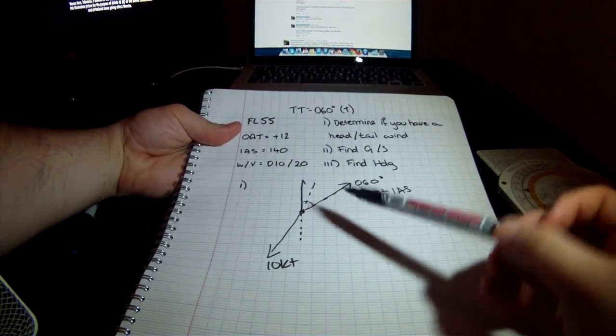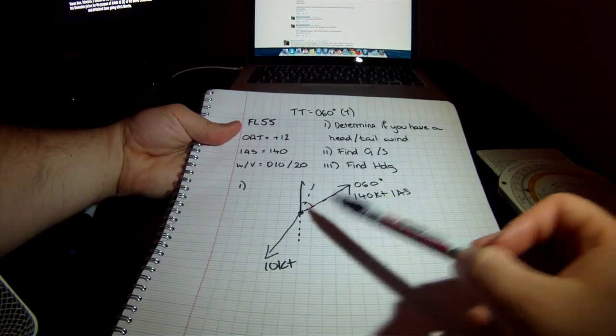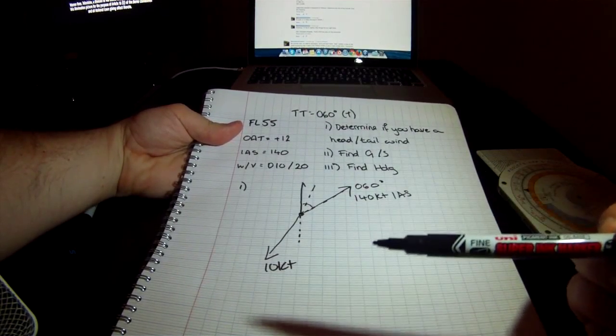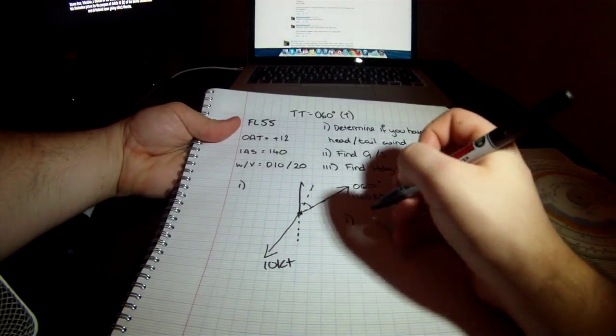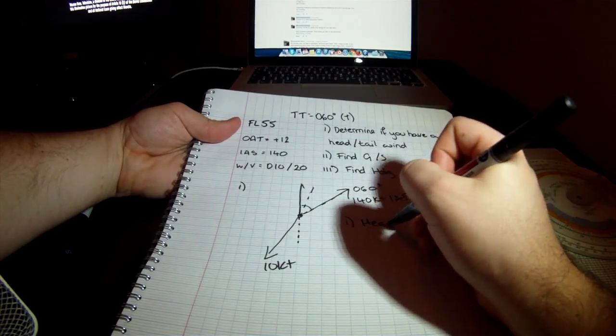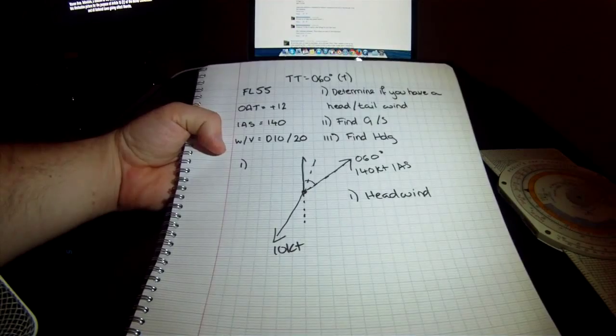So what you see here is that there is a component going against the 140 knots. Therefore, that is a headwind because it is pushing against the aircraft. So the first question, part one, the answer is it's a headwind. All right. Sorry, there's a big ugly shadow there in the way. Might be a bit annoying.